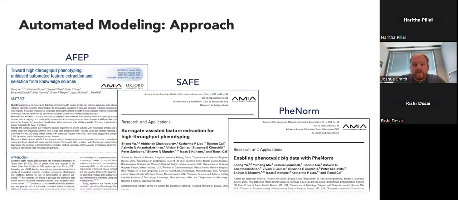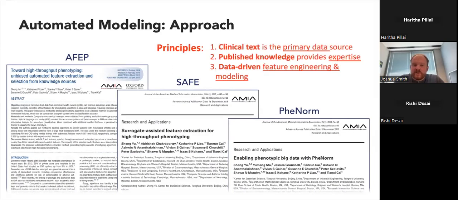There are a number of approaches out there for automated phenotyping. AFEP, or automated feature extraction for phenotypes, SAFE, surrogate-assisted feature extraction, and PheNorm are the ones we focused on. All of those methods follow a common set of principles. The first is that clinical text is the primary data source that's used. Second is that published knowledge is what provides the expertise. And third, the feature engineering and modeling that we're doing is data-driven.